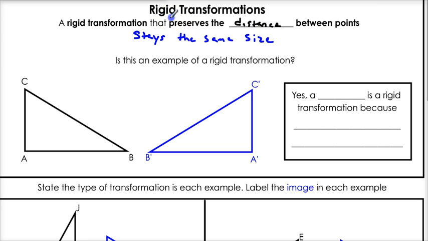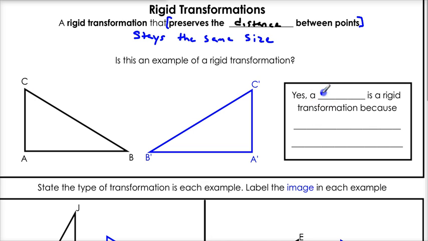That's what we're going to use, okay? Preserves the distance between points. All right? So let's look at this example. Is this an example of a rigid transformation? Well, first let's think, what kind of transformation is this? Well, since it's a flip, ABC has been flipped over. We know that this is a reflection. And when you reflect something, does it get bigger or smaller? No, it stays the same size. And since it stays the same size, it is a rigid transformation.